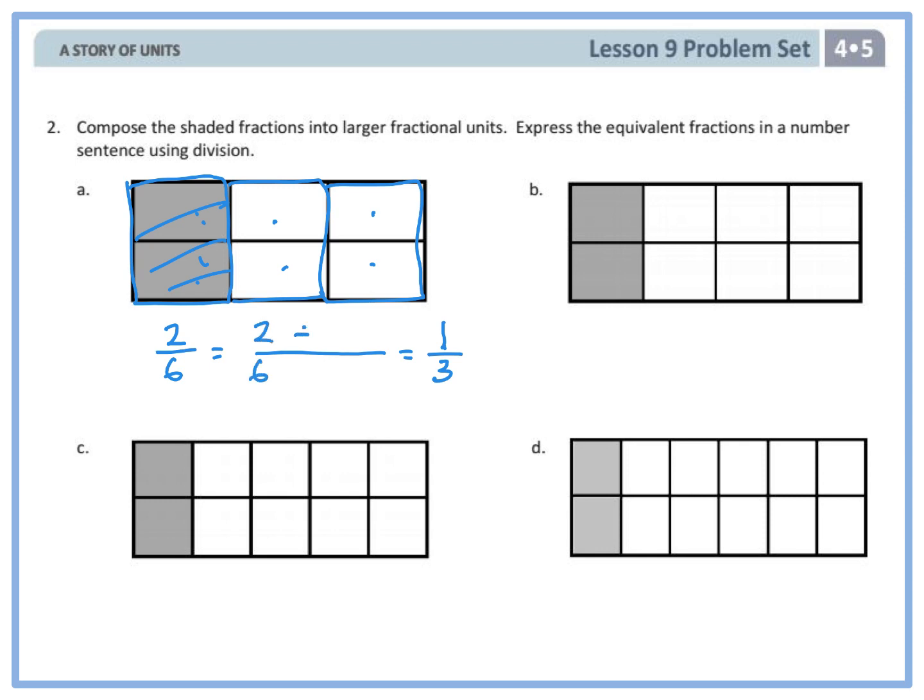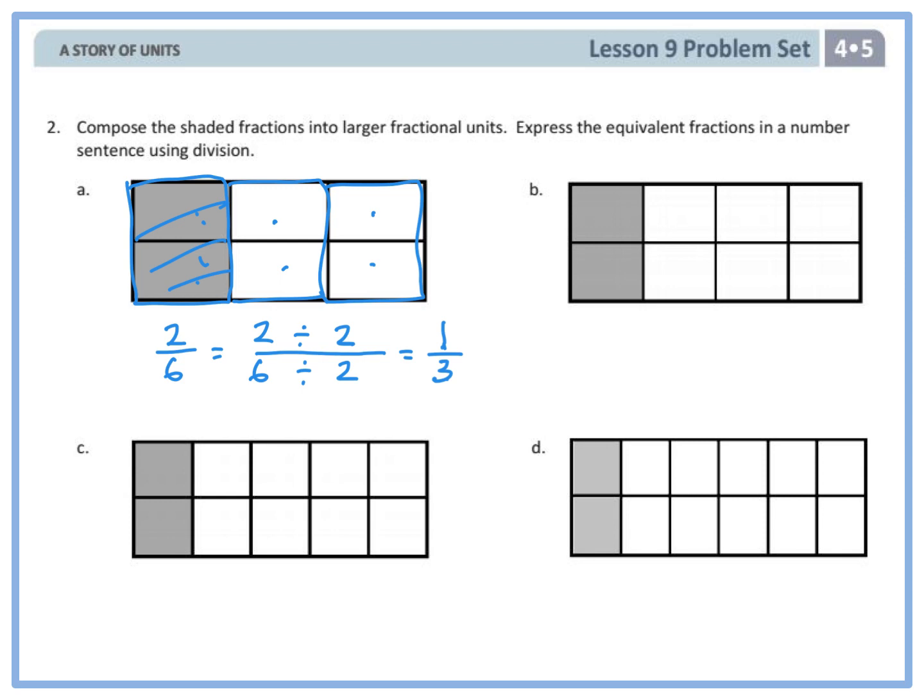Once again, I put 2/6. I'm going to divide right here. And I can see that 6 divided by 2 is 3 because I know that 3 times 2 equals 6. So if I do it to the bottom, I do it to the top. So that fraction becomes 1/3. So you're going to do that same thing with each of these. I'm going to go ahead and do D as well. I want you to do this on your own.